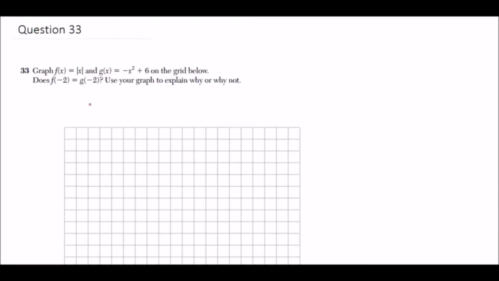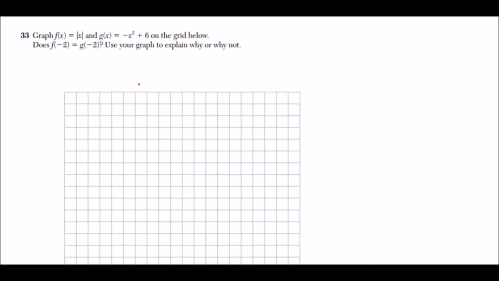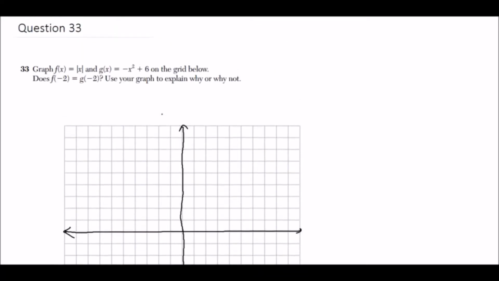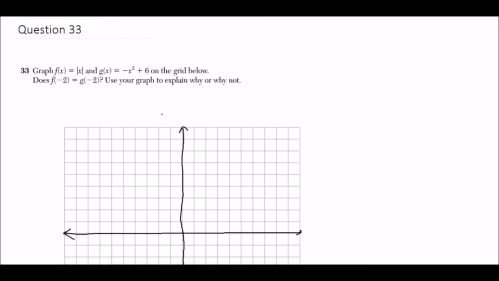Okay, here we have question number 33 on the January 2017 Common Core Algebra 1 Regents. And this is a graphing question. We have to graph f of x is equal to the absolute value of x, and g of x is equal to negative x squared plus 6 on the grid below. So let's first create our axis. On the test, you'll probably want to do that with a pen if possible, or at least a very dark pencil line. So let's do f of x first.